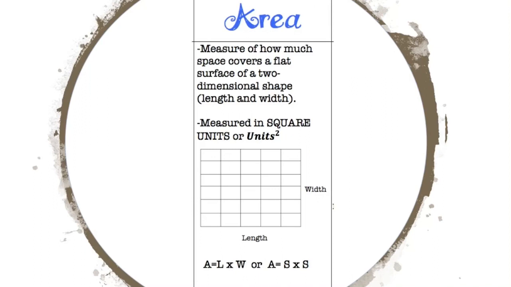Area is defined as the measure of how much space covers a flat surface of a two-dimensional shape. The length and the width, 2 dimensions, length and width. It is measured in square units or units squared. And the formula for area is length times width, or area equals side times side.